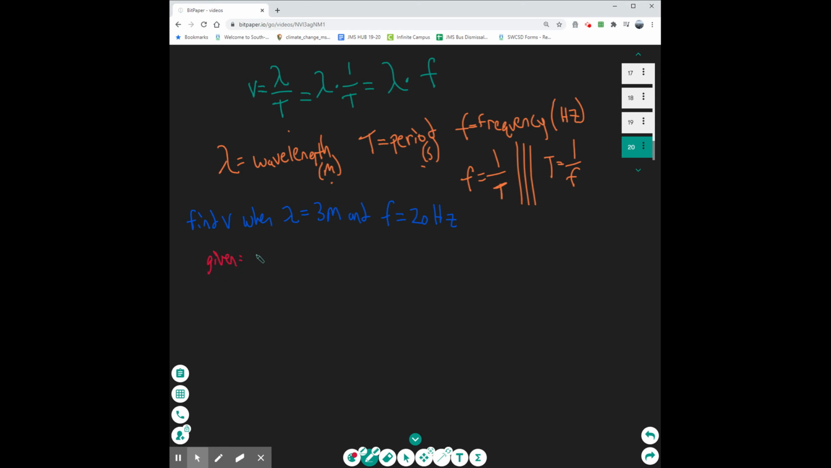We've been given that lambda equals 3 meters and that frequency equals 20 hertz. Remember, hertz is just a measurement of frequency. I'm not going to walk you through the unit conversion. Just use it. I'm never going to give you things that aren't this.